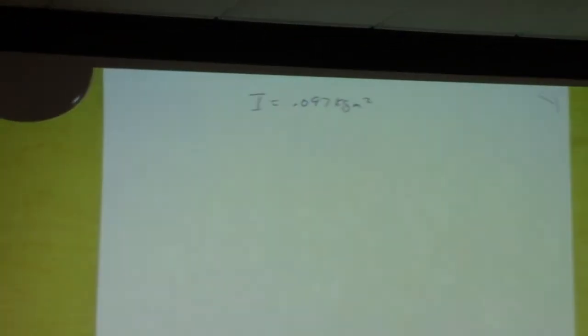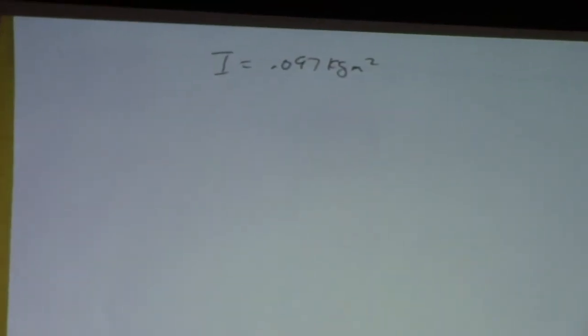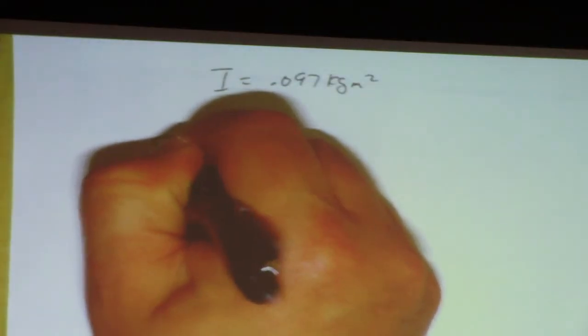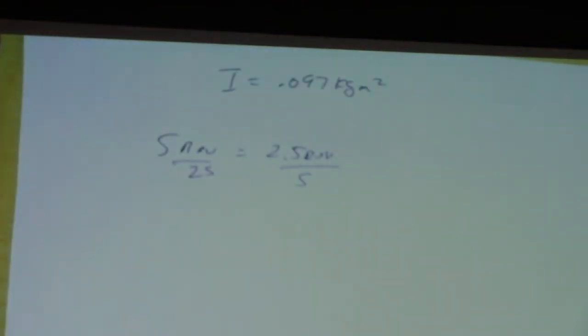Okay, so the first numbers that we saw, first of all, moment of inertia, 0.097 kilogram meters squared. Sometimes they just give you that in the problem. Sometimes we'll have to calculate it. More about that in a minute. But we do 5 rotations, revolutions, whatever you want to call it, in 2 seconds. So we've got 2.5 revolutions per second.